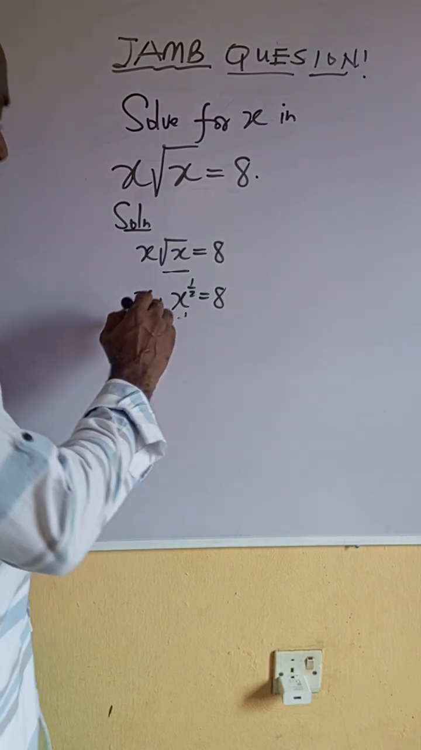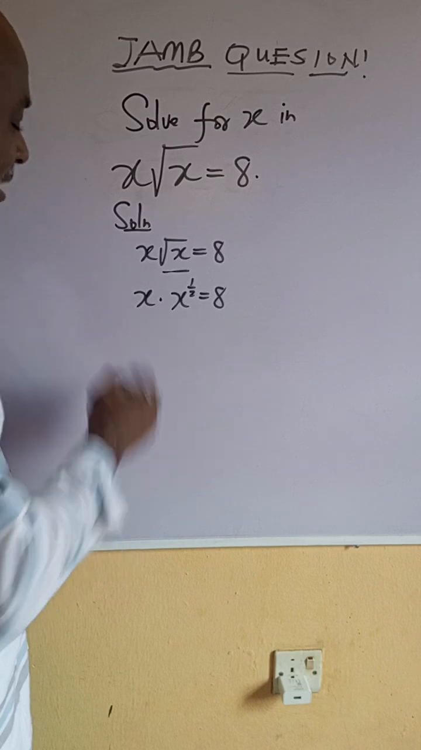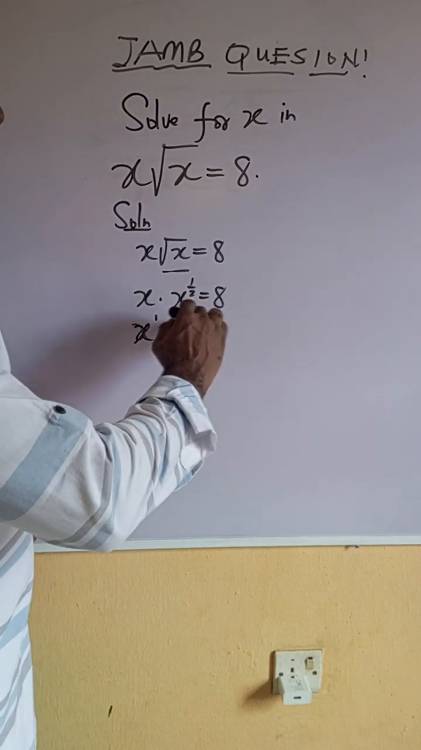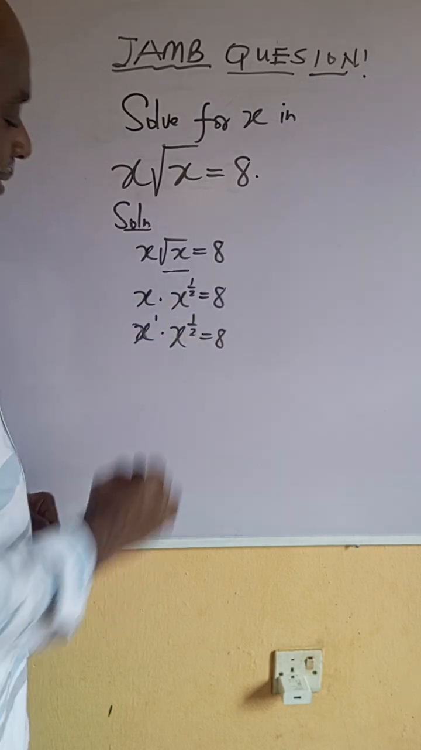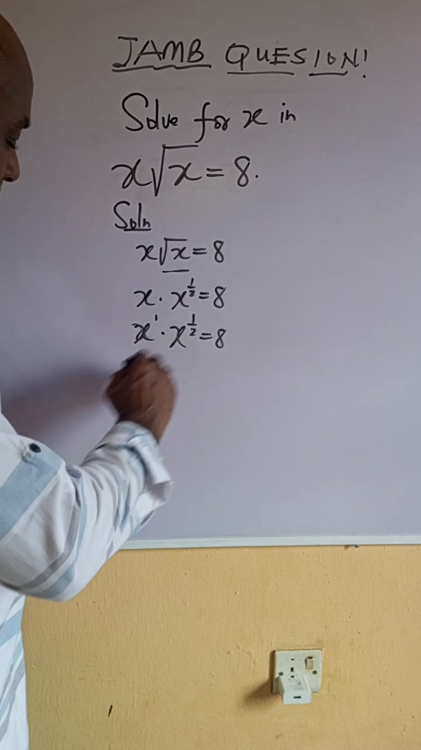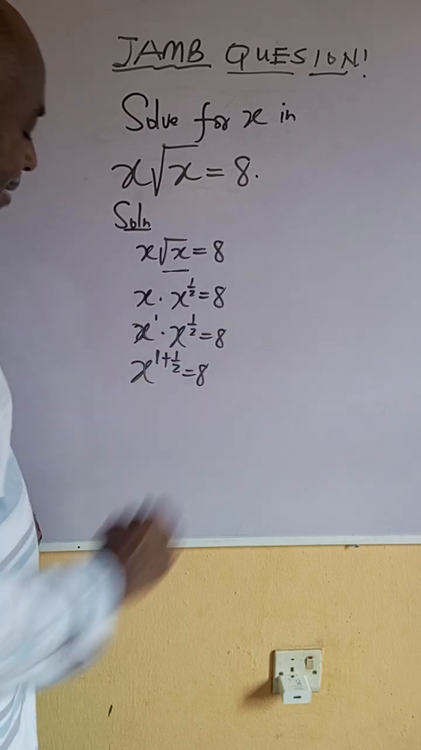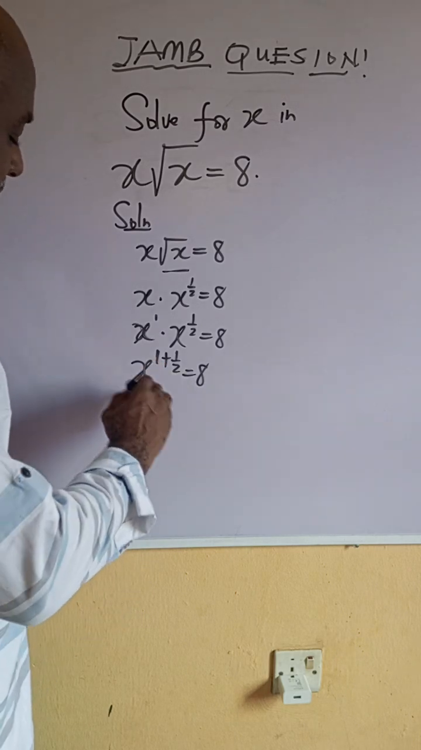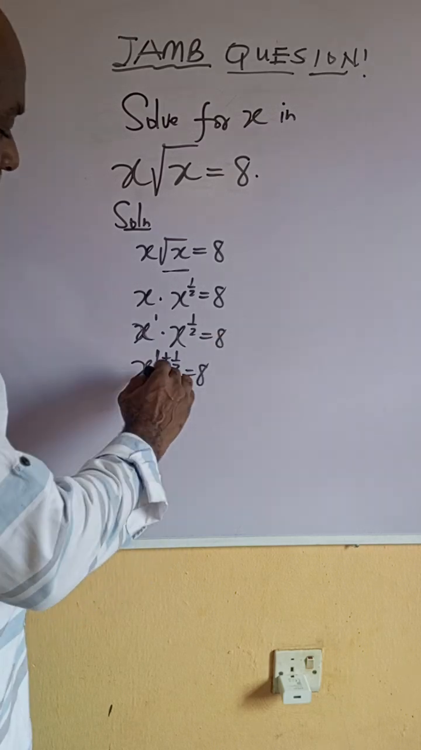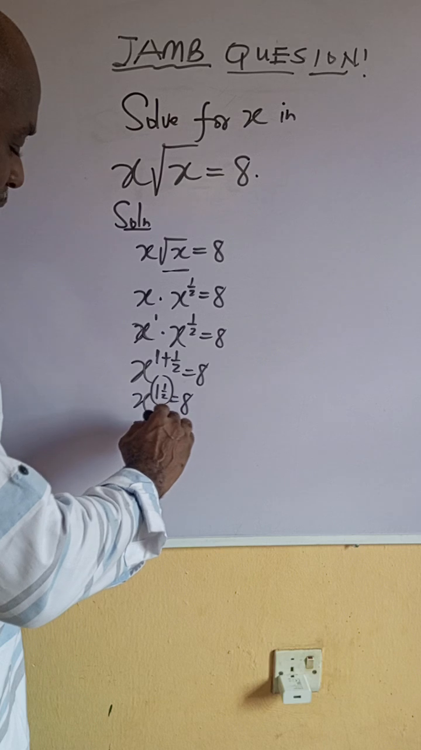Now I continue. Obviously, in mathematics, x is the same thing as x raised to the power 1. So x raised to the power 1 multiplied by x raised to the power 1 over 2 equals 8. Since we are multiplying, we shall add their powers. The powers are x raised to the power 1 plus half, all equal to 8. Adding their powers, we have x raised to the power 1 whole number 1 over 2, all equal to 8. This is a mixed fraction. So x raised to the power 3 over 2.